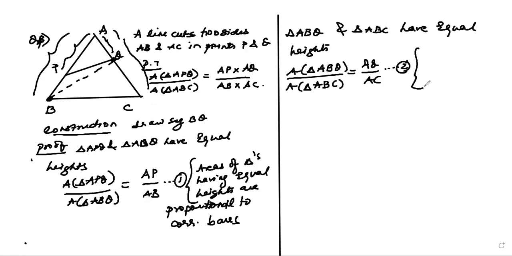And the reason is the same, children. Areas of triangles having equal heights are proportional to corresponding bases.